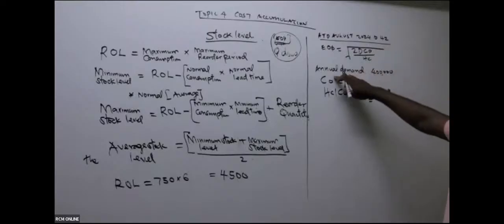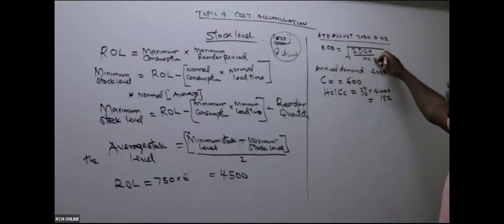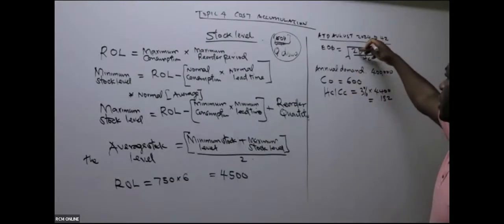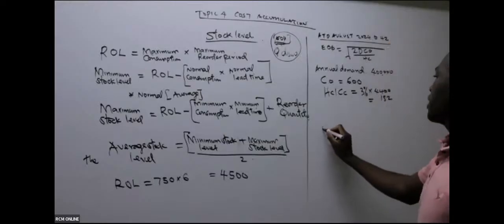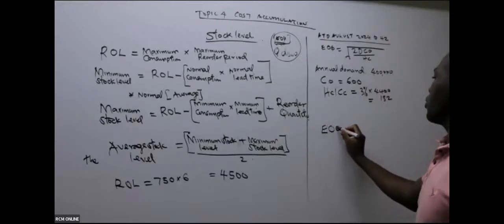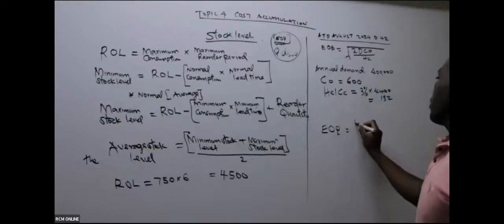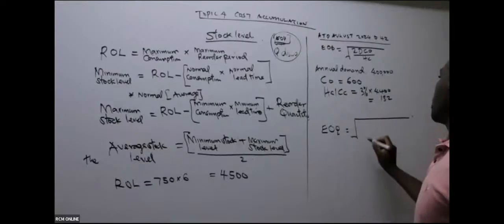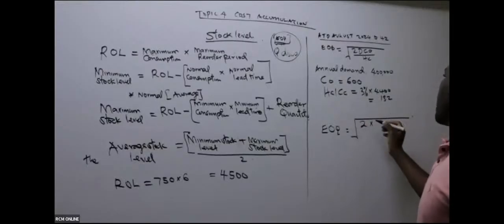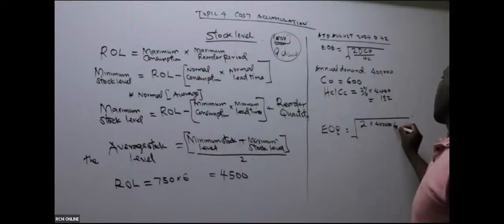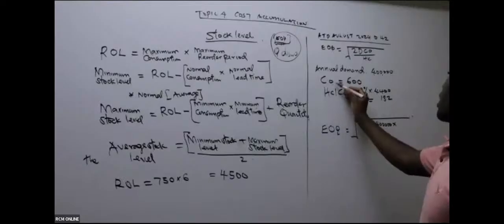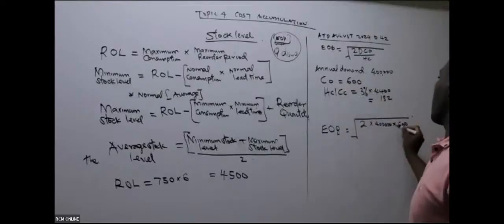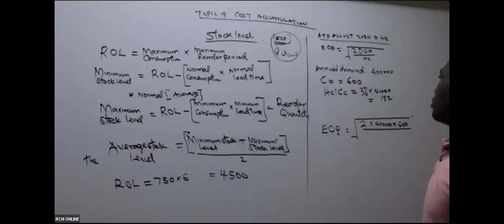So if you look at our formula, what are we lacking? We have ordering cost. We have holding cost. We have demand. So we have everything. Can you now go ahead and give us economic order quantity? It is 2 times demand, that's annual demand, 400,000 times ordering cost, 600. Then that should be divided by holding cost, 132.